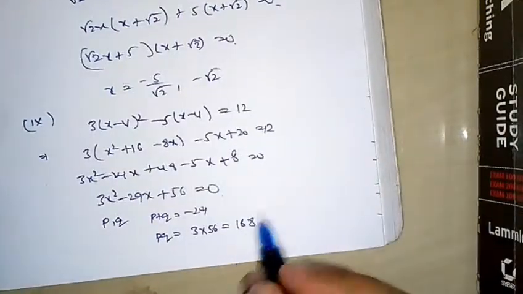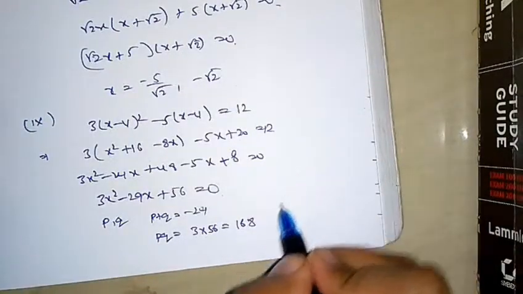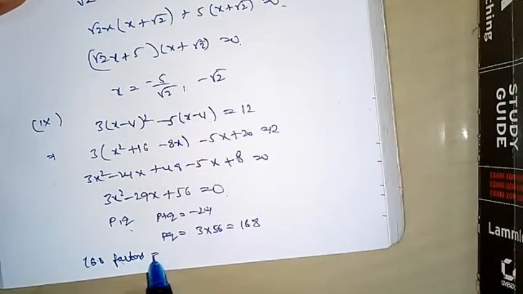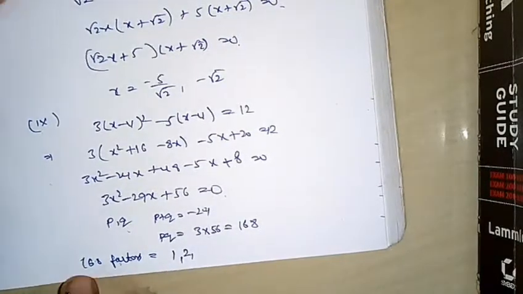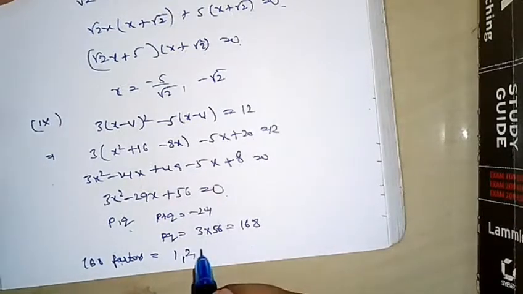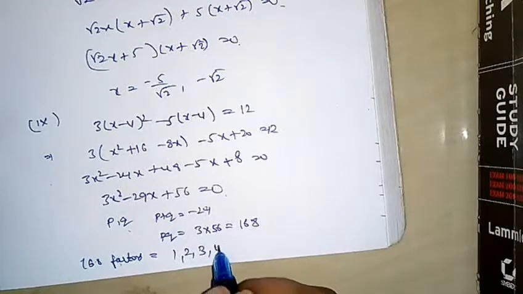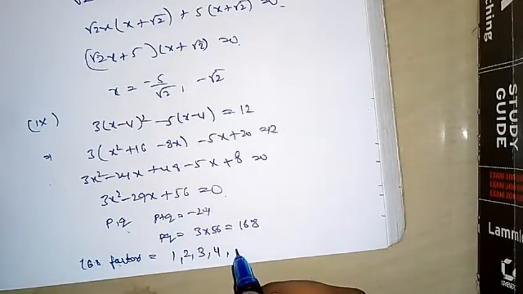So what you can do is find factors of 168. Factors of 168 are 1, 2, 3. Does it go with 3? Yeah, it goes with 3. 4, yeah, it goes with 4 also. 5 won't go.